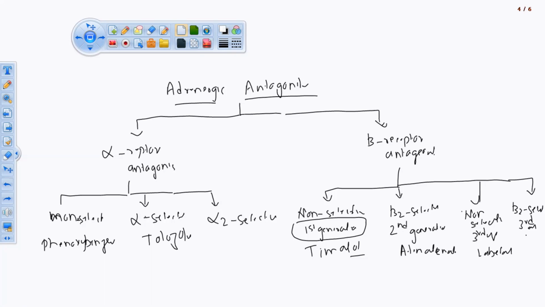Any kind of drug under these categories is not there in your syllabus. So this is the classification of drugs associated with the adrenergic antagonist. Now we are going to study all these drugs.